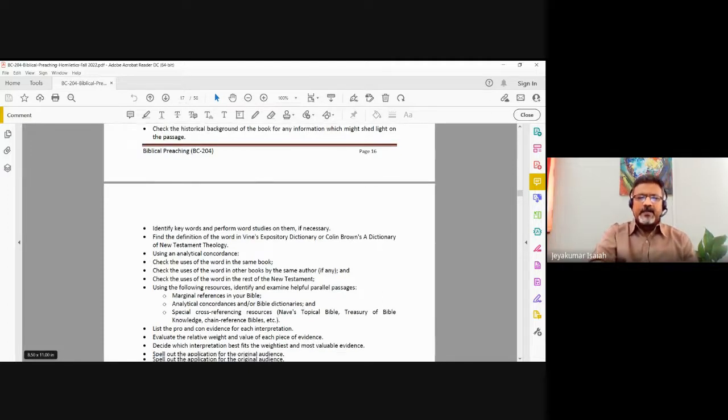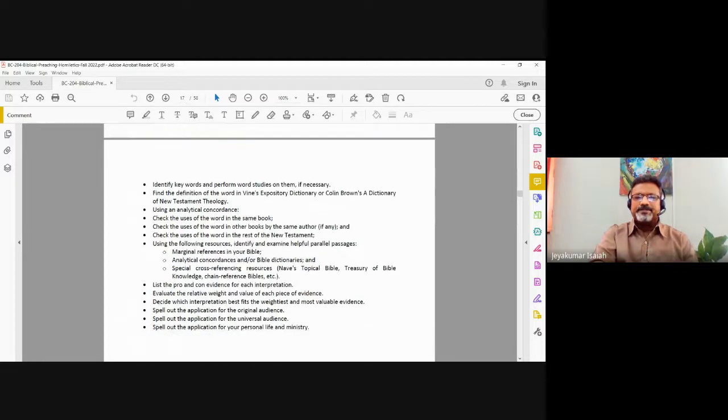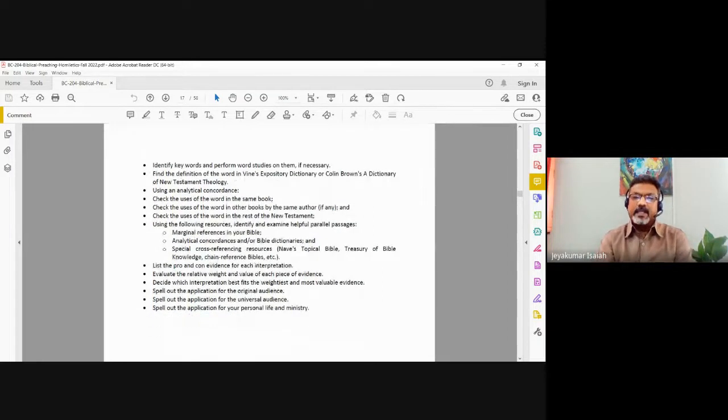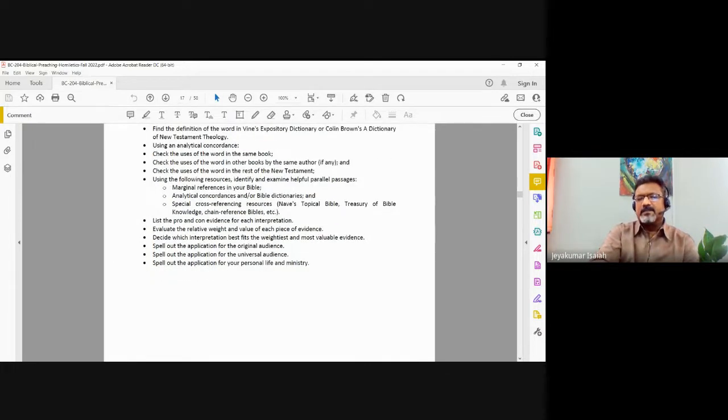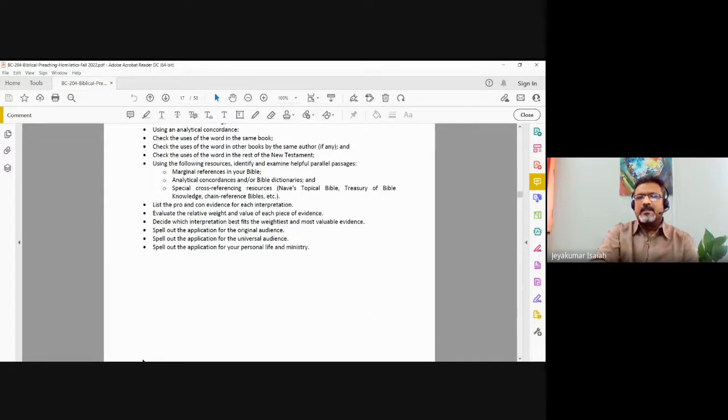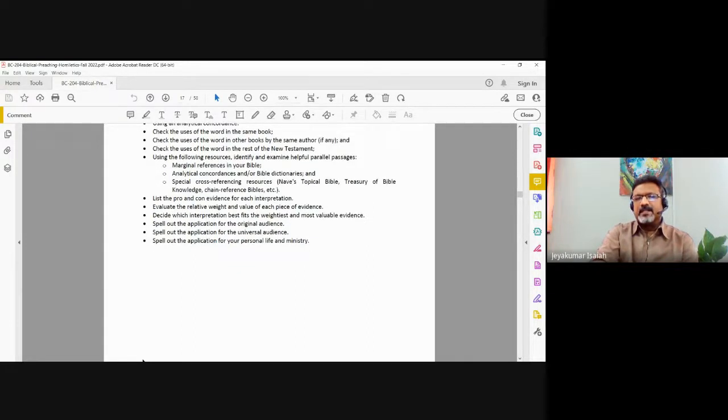We can use a concordance. We can check the uses of the words in the same book, check the use of the words in another book, and how it is used by the other authors in the New Testament. So all this will be helpful. I'm not going into much detail because you've already dealt with this in hermeneutics class. So list the pros and cons of evidence for each interpretation. Evaluate the weight of each interpretation and evidence.